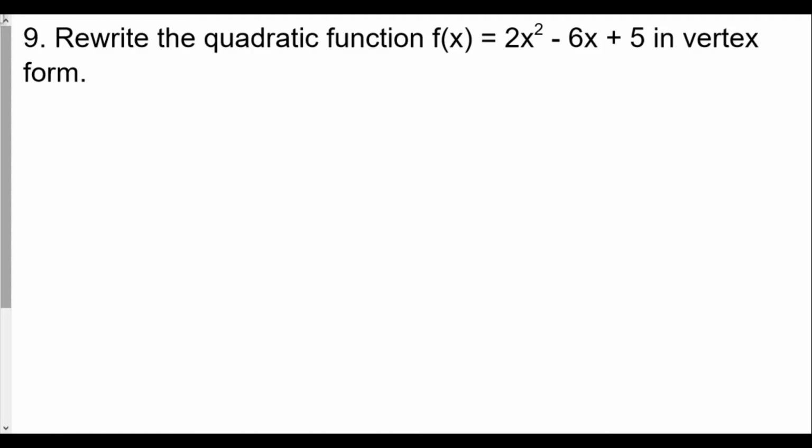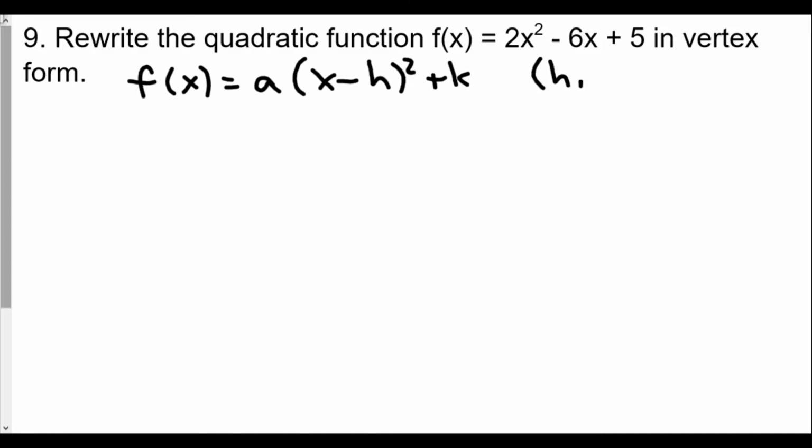So the question says, rewrite the quadratic function f of x equals 2x squared minus 6x plus 5 in vertex form. So vertex form really is going to be f of x is equal to a times x minus h squared plus k. This is our vertex form. And the vertex is going to be h comma k. The a value is the same a value when we have y equals ax squared plus bx plus c.